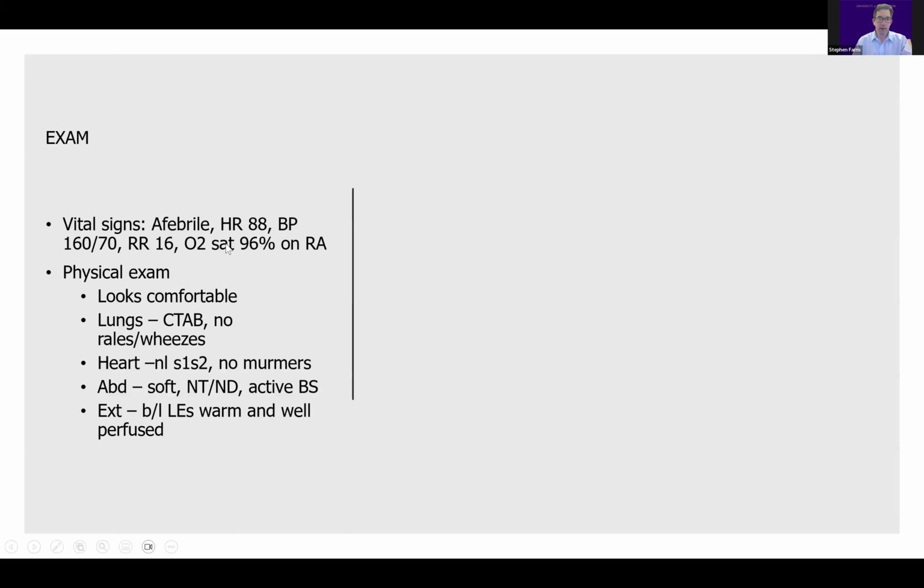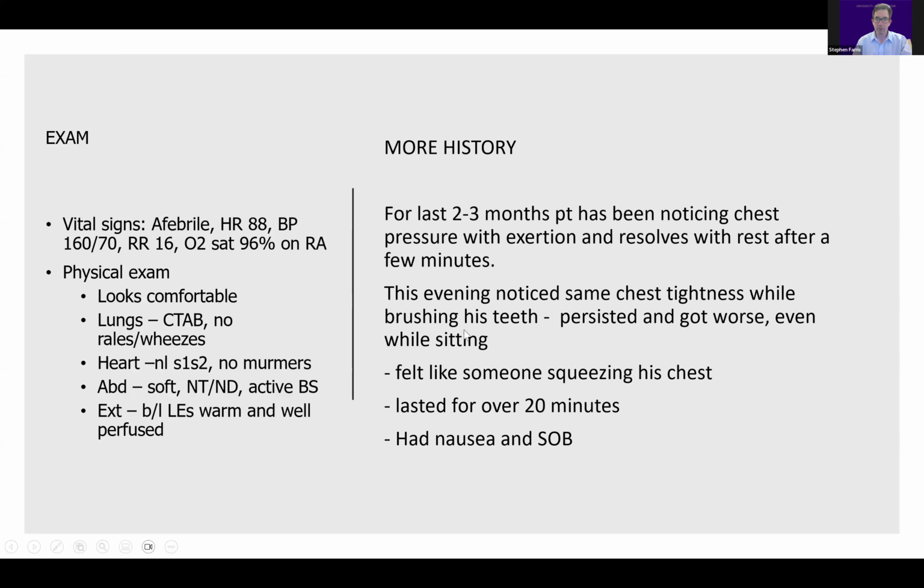So on exam, now they're looking comfortable, they're hypertensive, and their exam is otherwise unremarkable. Maybe a borderline oxygen saturation, but not too bad. And so now that they're doing pretty well, you have time to chat and you get a history. This is important to review.